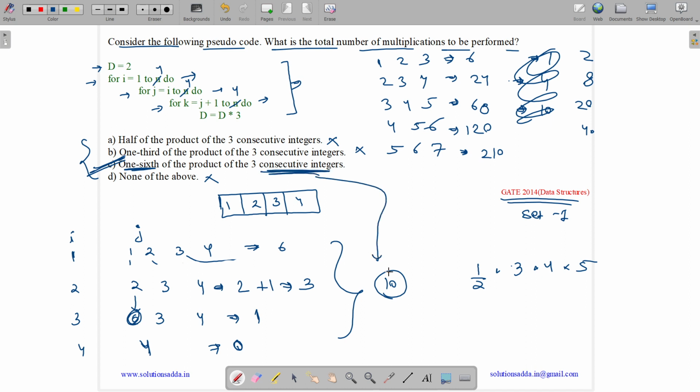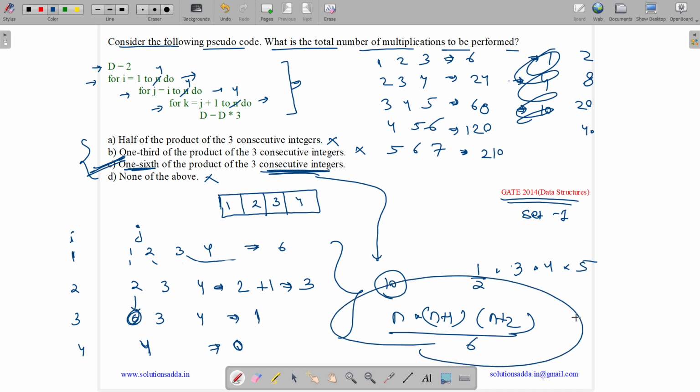You can do it by taking any example and see whether we can write it as a product of 3 consecutive integers, like n into n plus 1 into n plus 2 by 6. Can we write it like this or not? It is a very simple method to do these types of questions. So answer is option C.